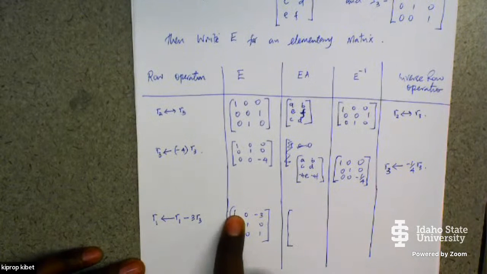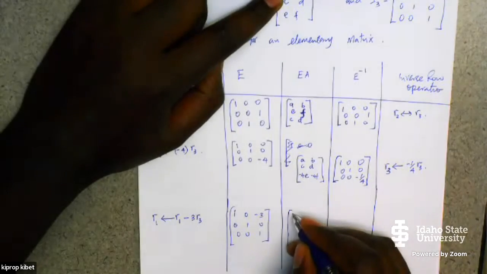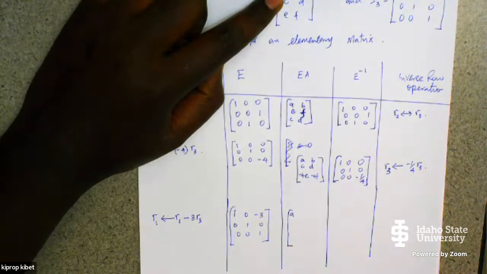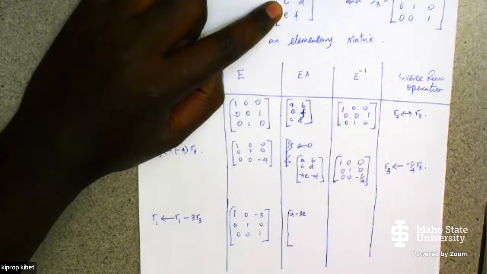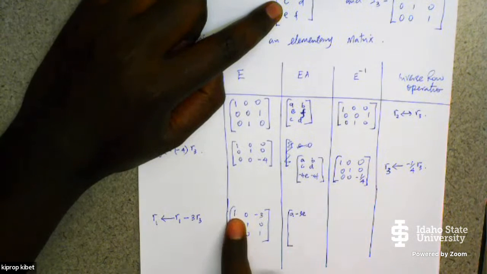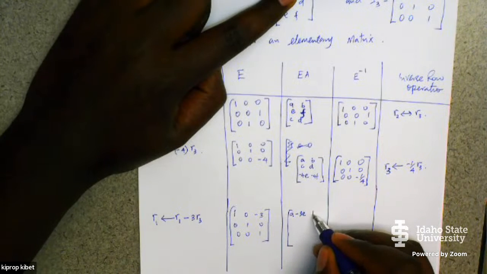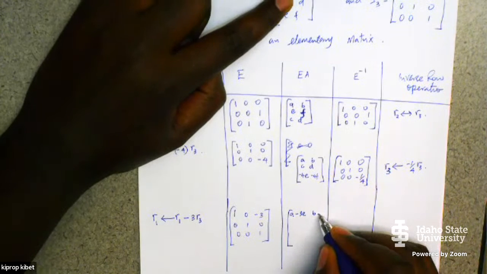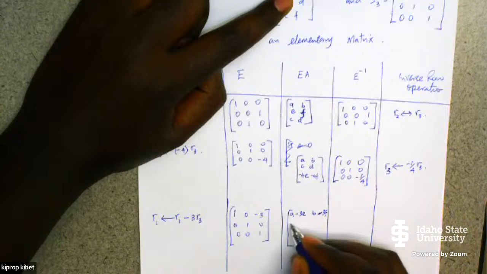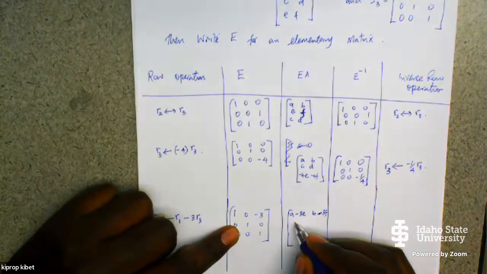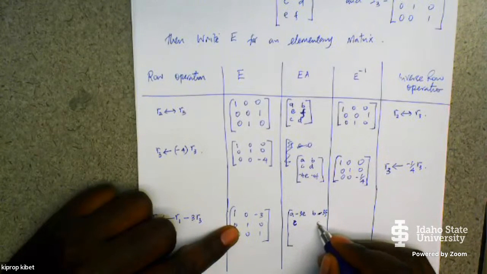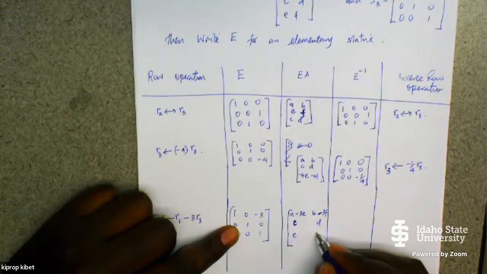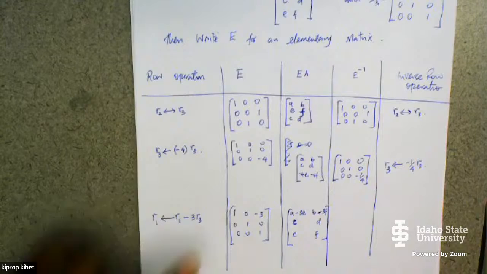So 1 and A is A, right? And then the next one is 0. The last one is minus 3E. 1 and B is B. The last one is minus 3F. And then the others will just be the same thing: C, D, and then the last one is E and F.